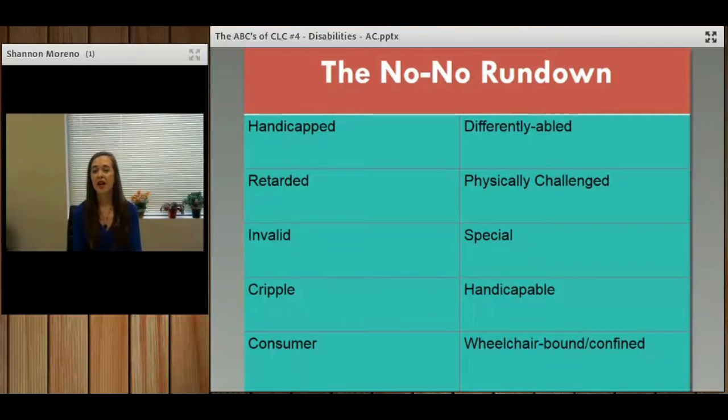Invalid, cripple, consumer, those are all examples of older ways of speaking that are becoming outdated. One that is still largely in use is consumer. We see that a lot in mental health, referring to persons who utilize resources. Folks hate that. Youth and adults and family members hate it.